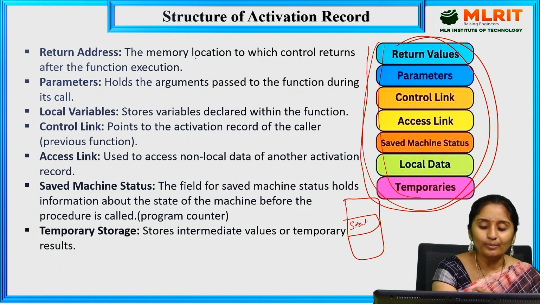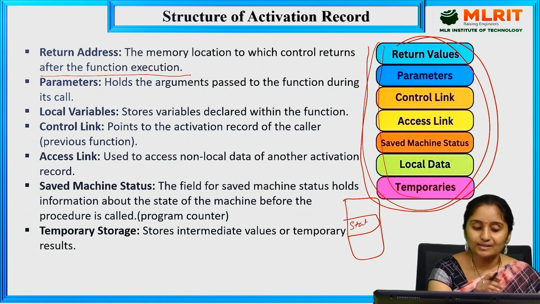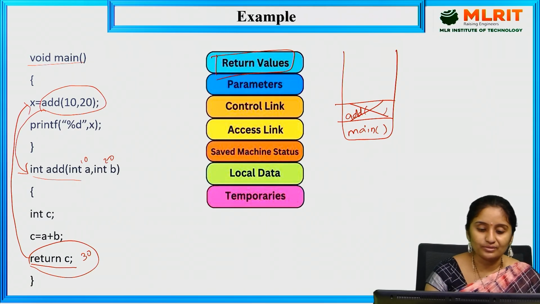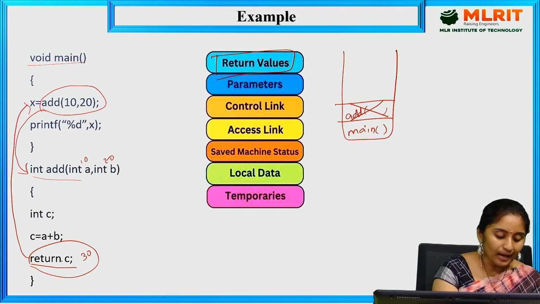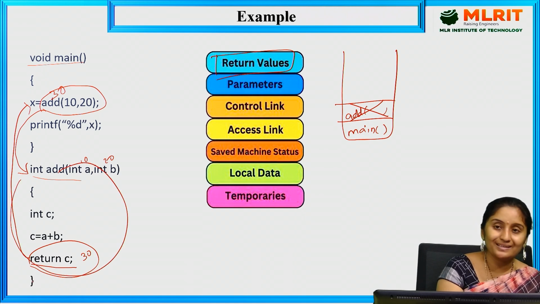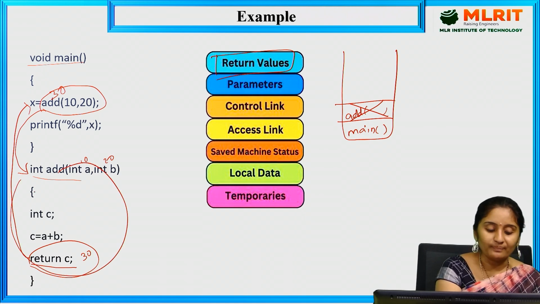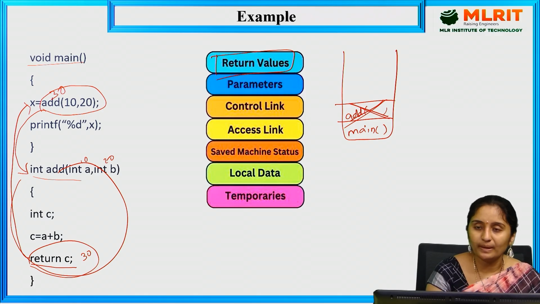The memory location to which control returns after the function execution is called the return address or return value. Here I have completed the execution of the add function and then I am returning the value 30 to the main function, so x equal to 30 is assigned. When I see the closed braces, this activation record is completed, this execution is completed. So in the stack the add function, the procedure, will be popped.